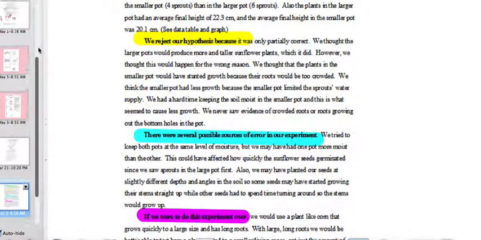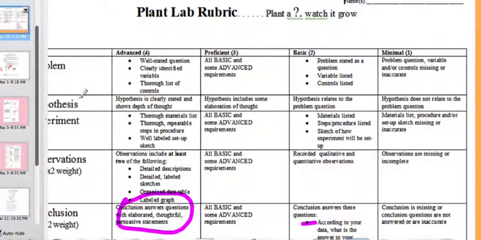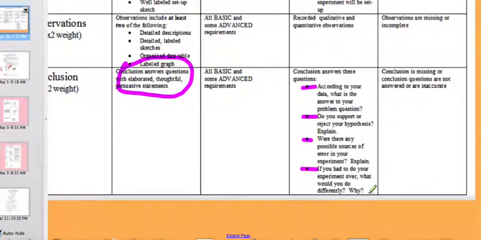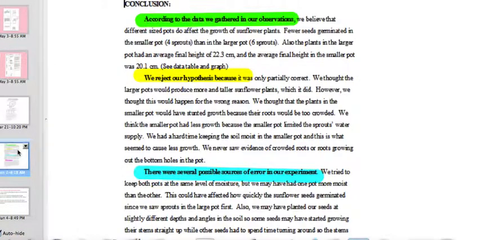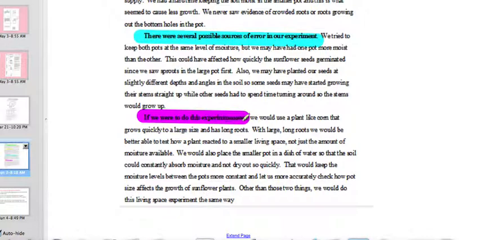And then the final fourth question is, if you had to do your experiment over, what would you do differently? So let's look at how they started the fourth paragraph. If we were to do this experiment over, we would use a plant like corn. So here's what they would do. Here's why they would do this. These are the things that they would be thinking about. So that helps us figure out the 4 things we need to do.